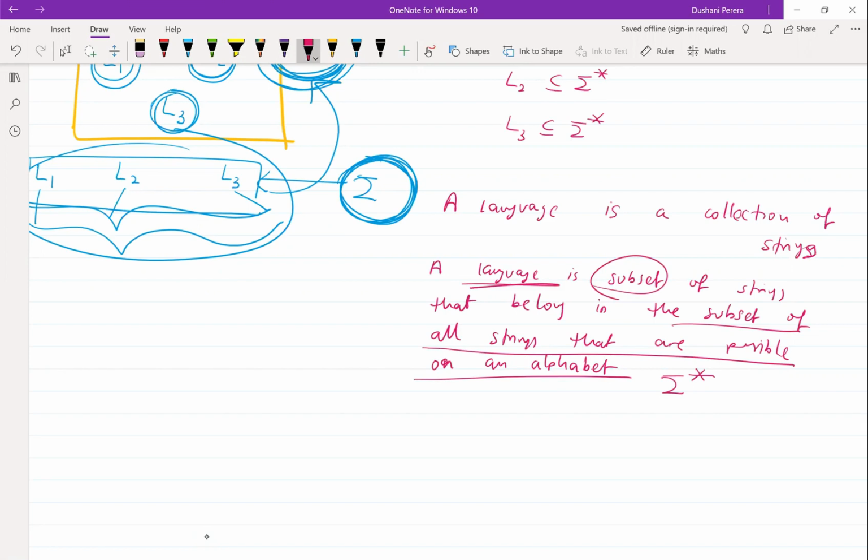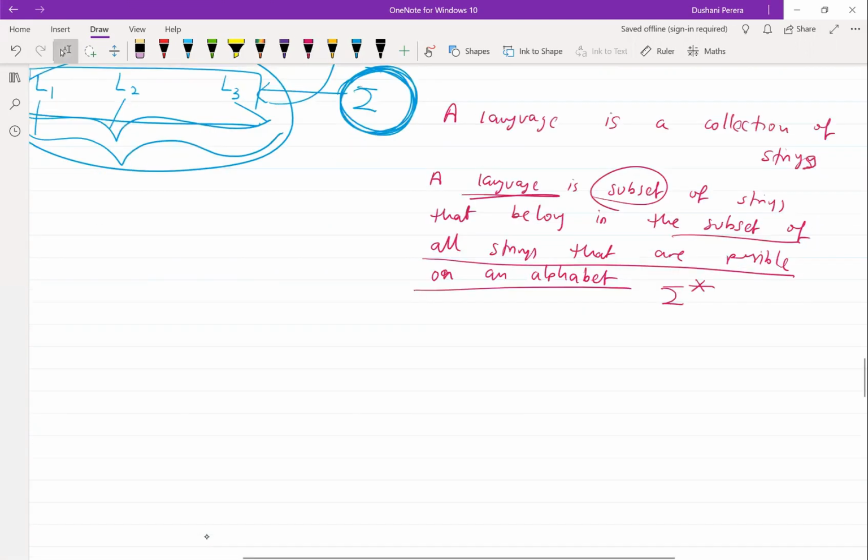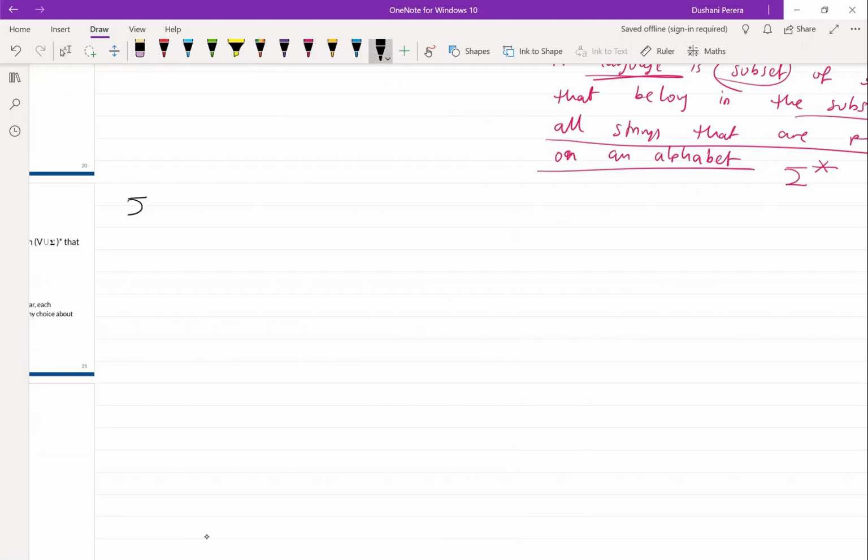I hope that part is clear to you. Before we move on to the next part, we have a variation of the same thing. We call it sigma plus, the positive closure. The other one is the star closure, and this is the positive closure.